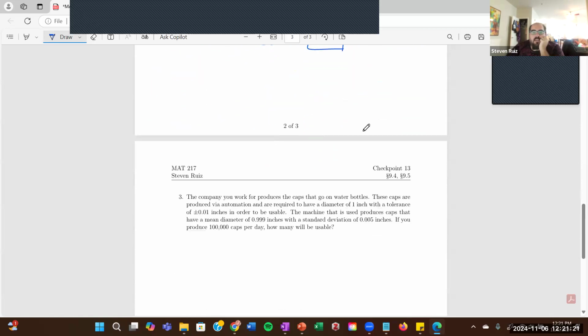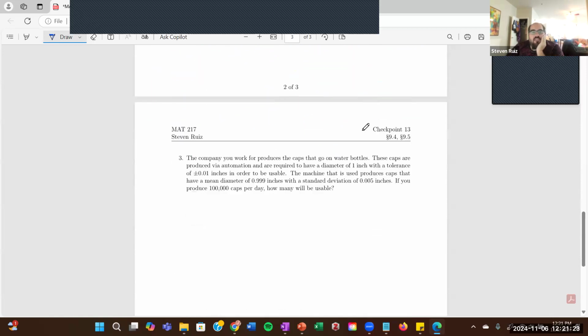All right, moving on to part 3. The company I work for produces the caps that go on water bottles. These caps are produced via automation and required to have a diameter of 1 inch with a tolerance of 0.01 inches in order to be usable. The machine that is used produces caps that have a mean diameter of 0.999 inches with a standard deviation of 0.005.